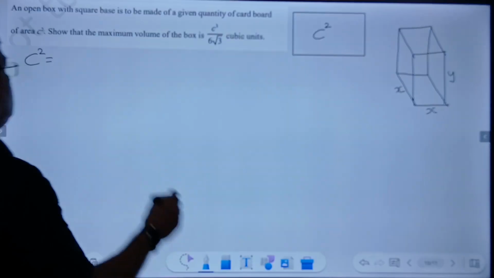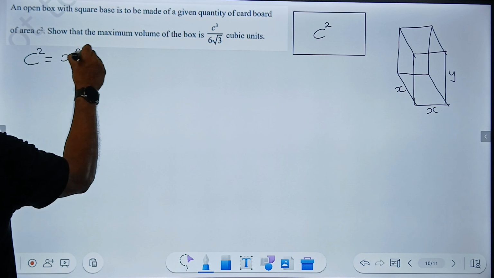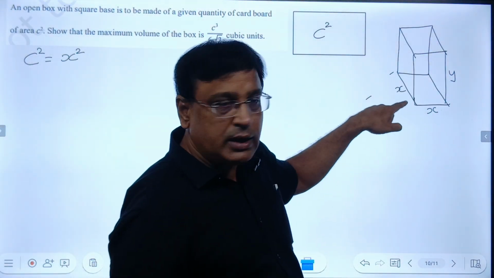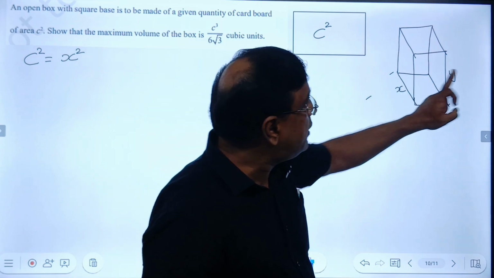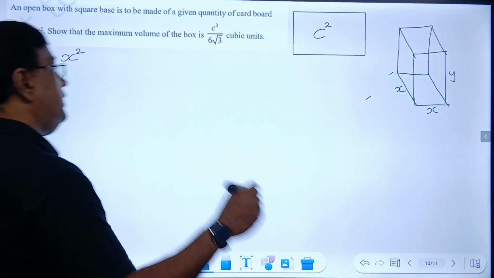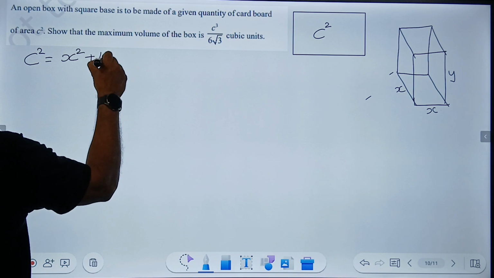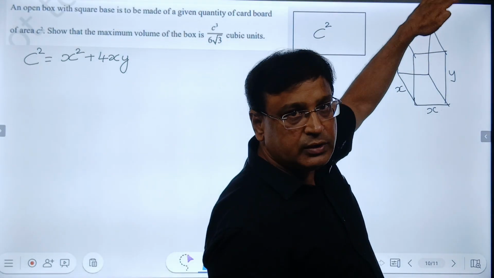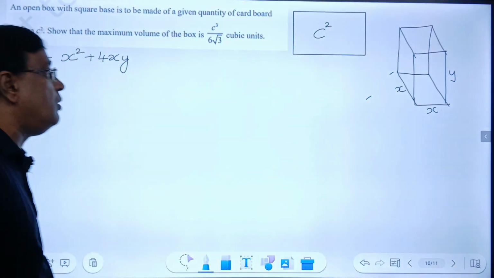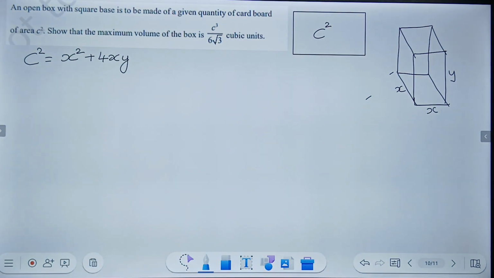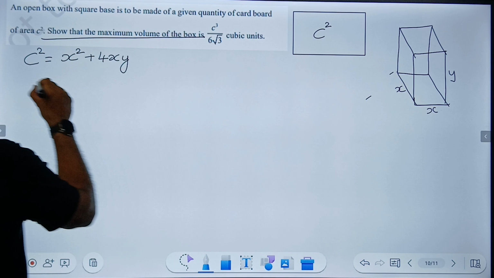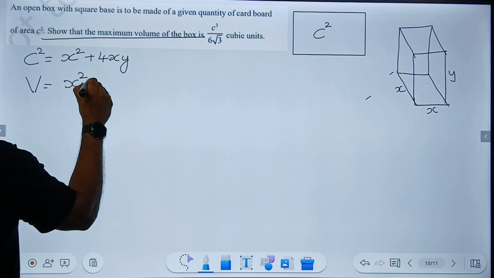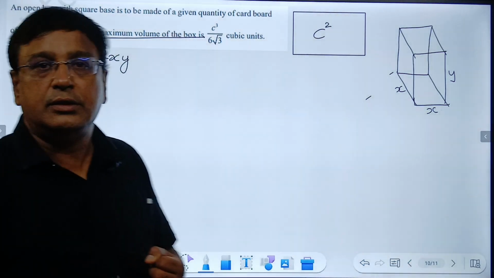So what is the surface area of the box? First of all, the floor. The floor area will be x square, correct? It's because it's a square, x square. And there are 4 walls. Each wall area is xy. So the total area will be 4xy. Since it is open at the top, I am not using the cardboard there, so I don't have to consider the top. Now, I want to maximize the volume of the box. So what is the volume of the box possible formula? X square y. Length into breadth into height.